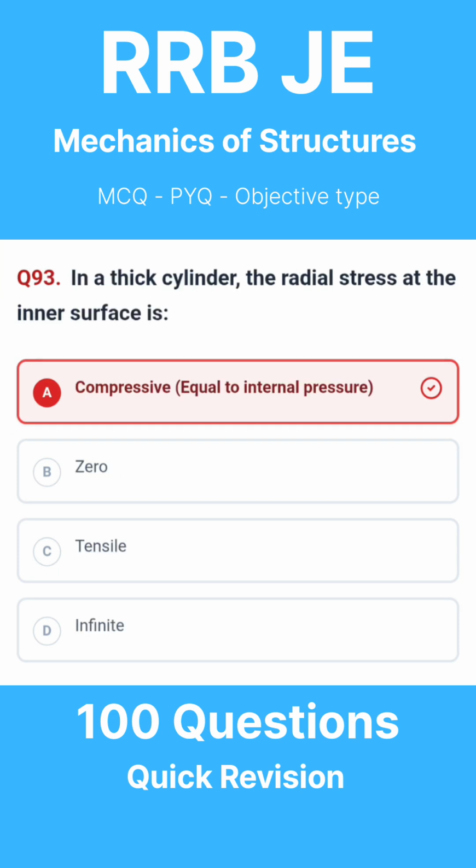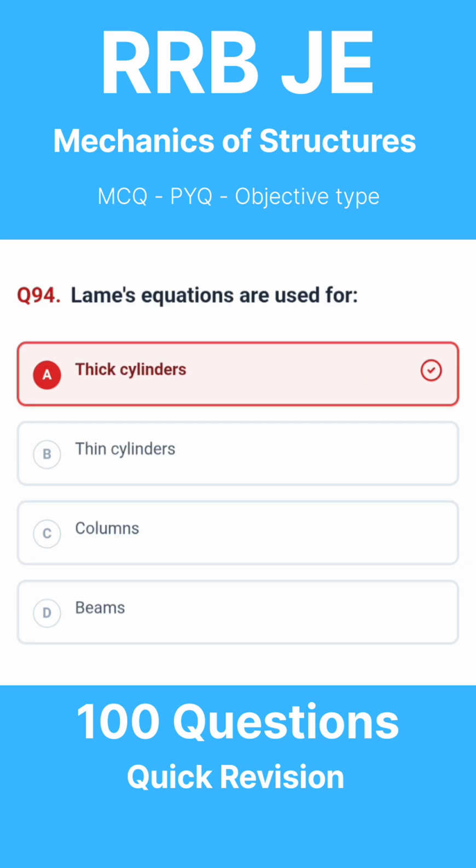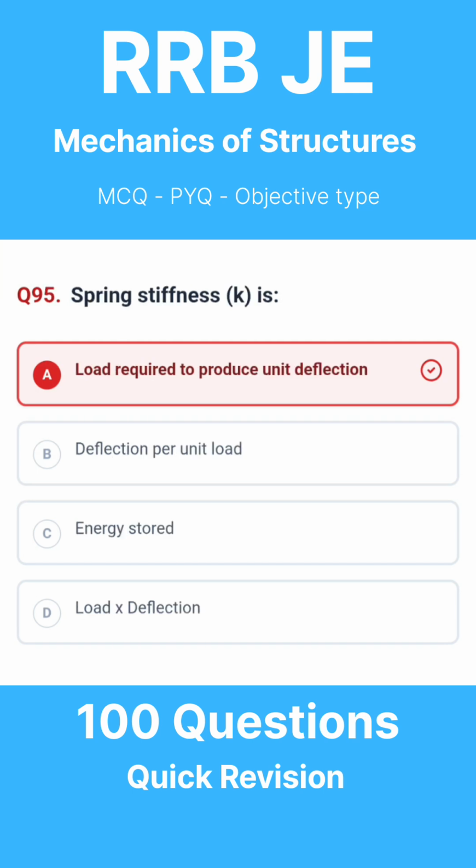Question 93. In a thick cylinder, the radial stress at the inner surface is: the correct answer is compressive, equal to internal pressure. Question 94. Lame's equations are used for: the correct answer is thick cylinders. Question 95. Spring stiffness K is: the correct answer is load required to produce unit deflection.